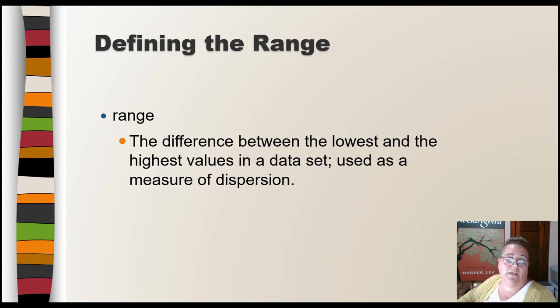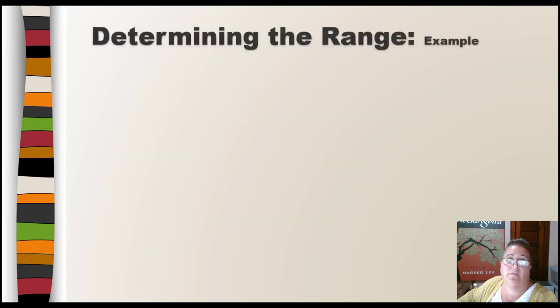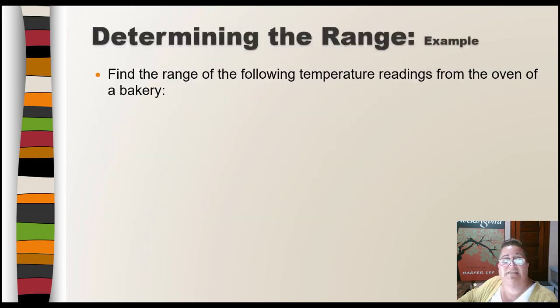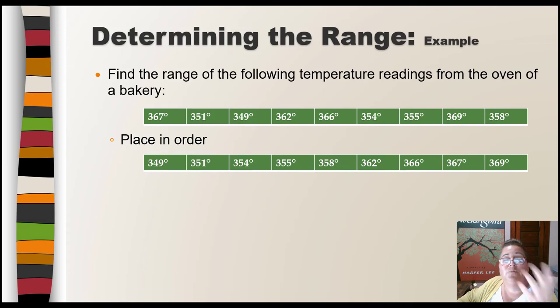Now, we're going to come back to range again, but I just want to be clear that the range is found by locating the highest and the lowest data point and subtracting them. So when you're given a set of data, like this range of temperature readings, you would want to put them in order. Sometimes for very small groups of data, you don't have to put them in order to find the range, but it is a good idea if it's anything over like 5 to 7. So I'm going to put this in order.